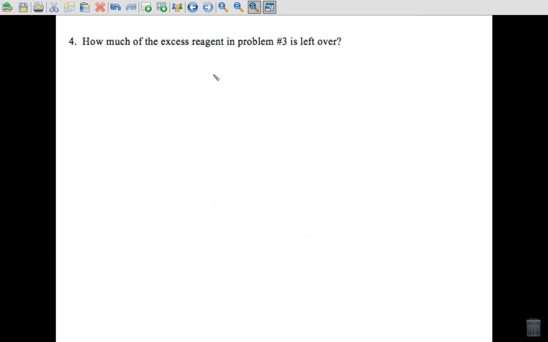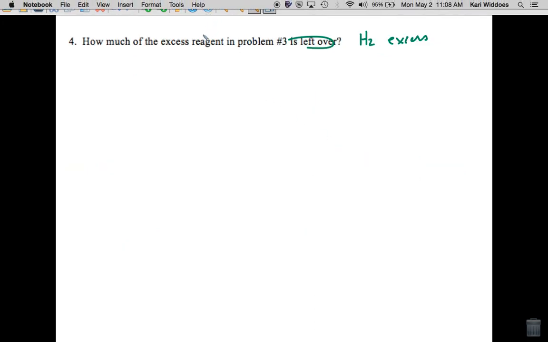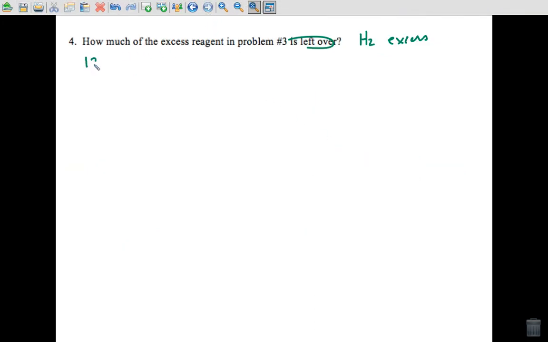Now number 4 refers to number 3. Number 4 says how much excess reactant is left over in number 3. So first it's important to figure out, okay, H2 is my excess. Remember, whenever you're figuring out how much excess reagent is left over, you're going to do some sort of subtraction. So again, there's 2 ways to do this because I have these 2 numbers of H2. I know I have this much, I needed that much, so I can just take those 2 numbers and subtract them.